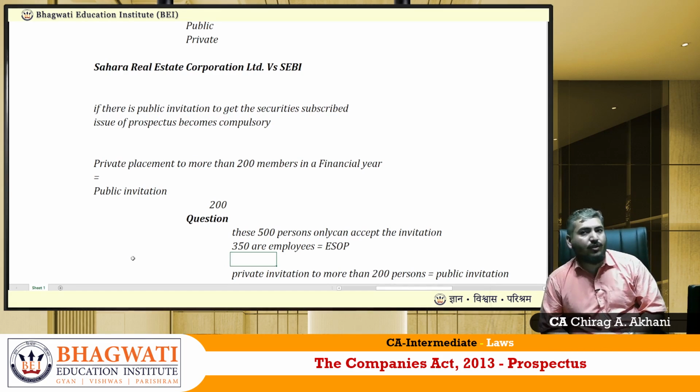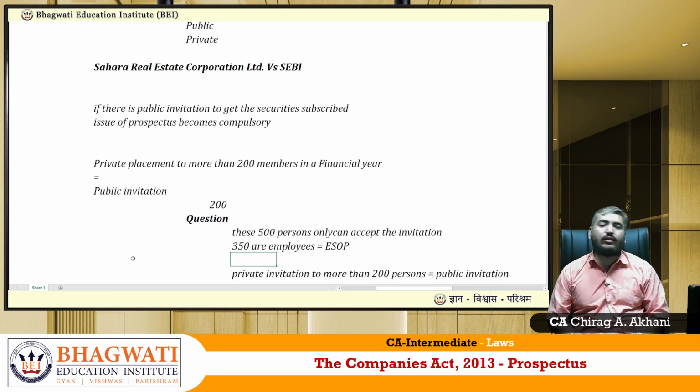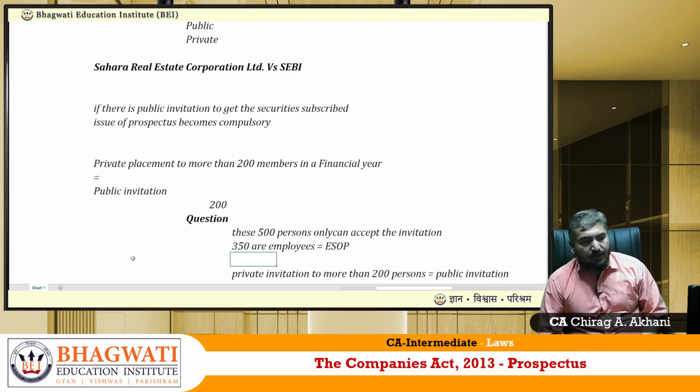ESOP means what? Employee stock option. Now, whether it's a public invitation or a private invitation, in short, I'm asking you whether the company needs to issue the prospectus or not. So if you look at this rule, private invitation to more than 200 members would be treated as public invitation.